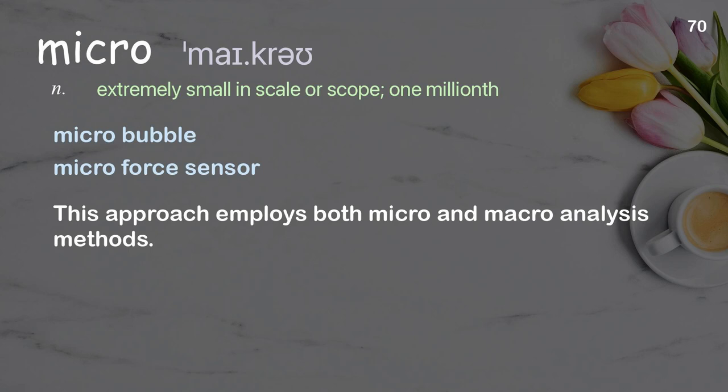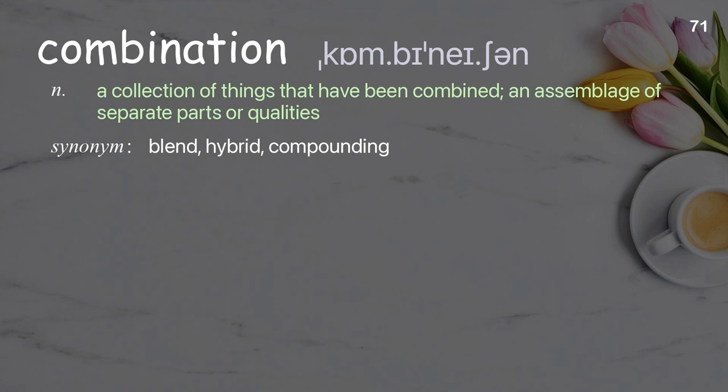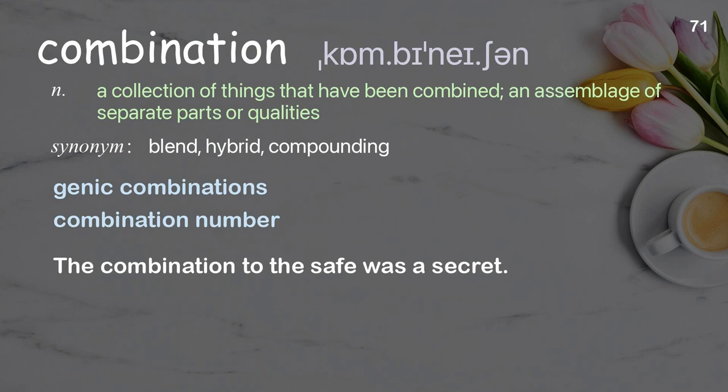Combination. A collection of things that have been combined, an assemblage of separate parts or qualities. Examples. Genic combinations. Combination number. The combination to the safe was a secret.